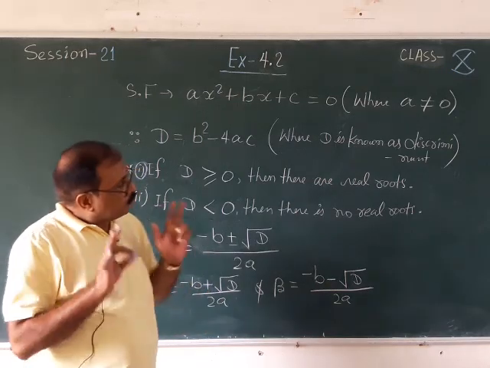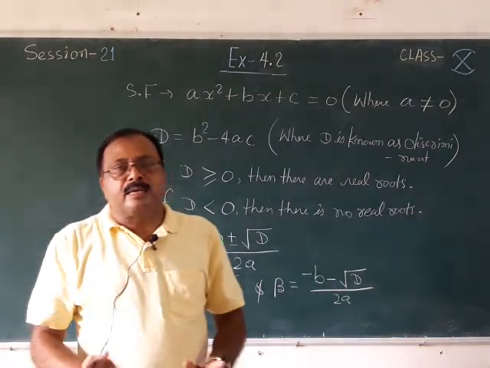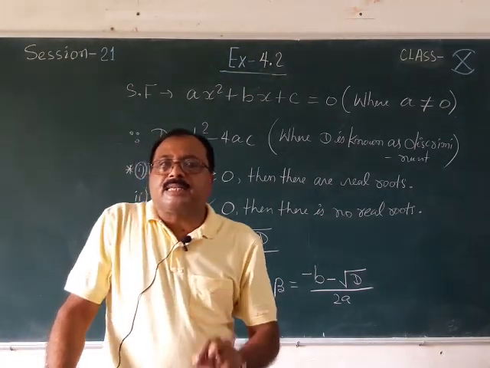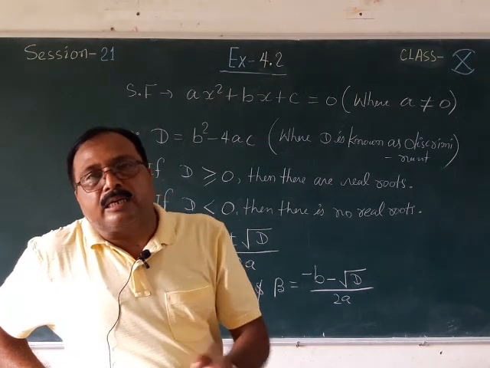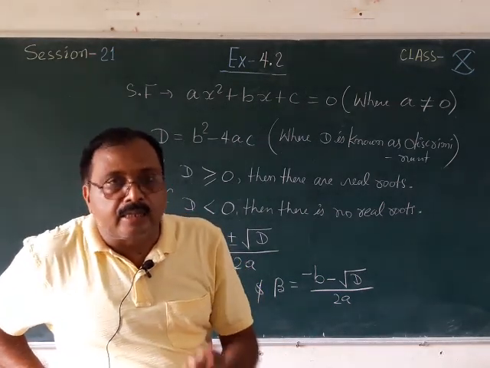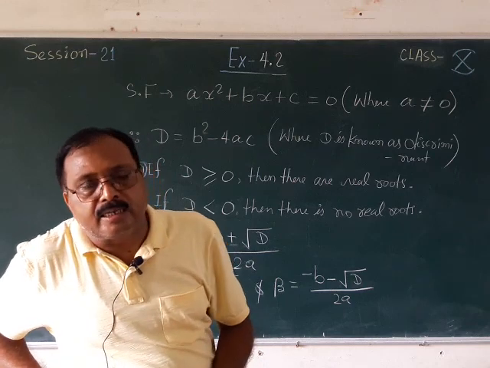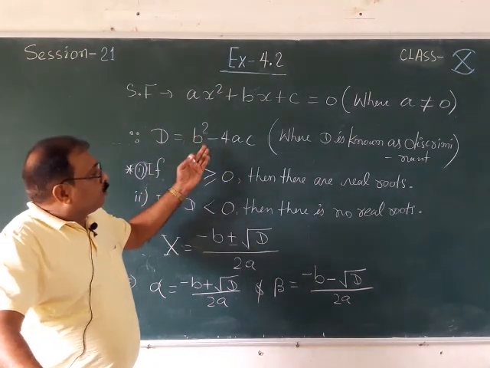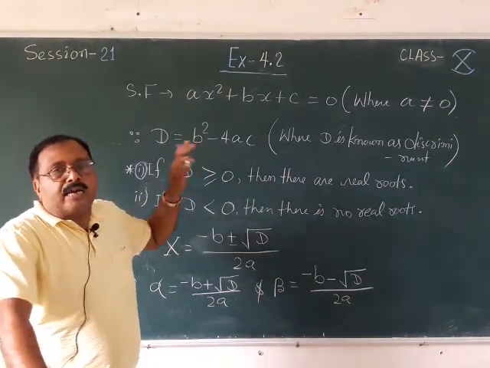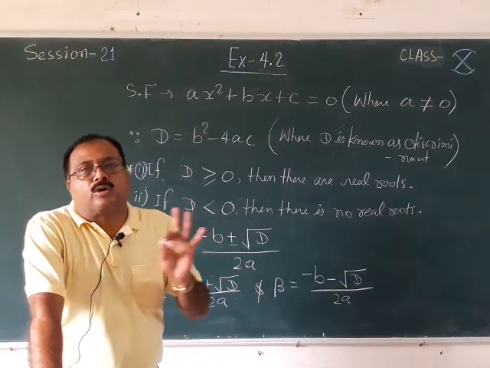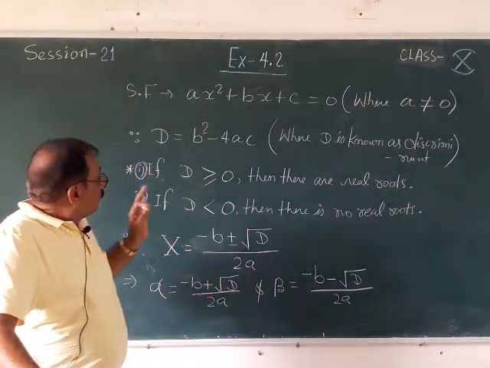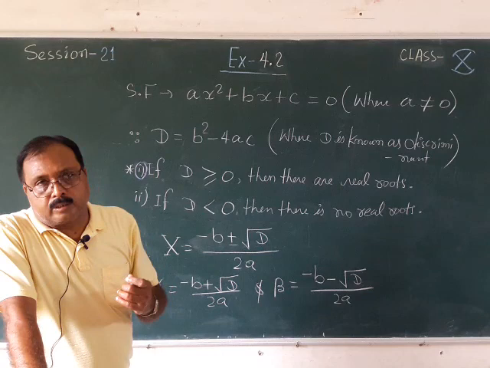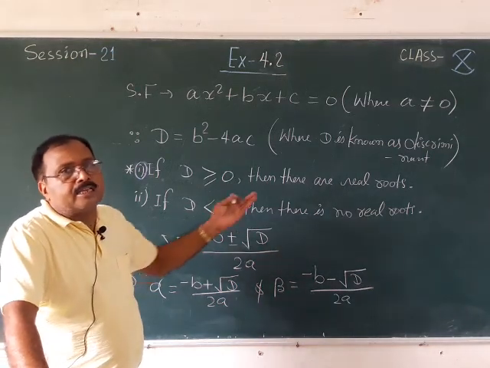Once again I am repeating: once you have a quadratic equation, you need to find its roots. You can find the roots by applying various factorization methods, and if the factor method does not work, then you can find its discriminant. Discriminant means you have to find the value of D, which can tell you whether it is possible to find the roots or not. If D is greater than or equal to 0, there are real roots, and if D is less than 0, there is no real root.